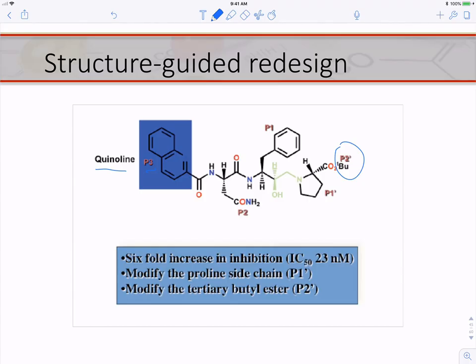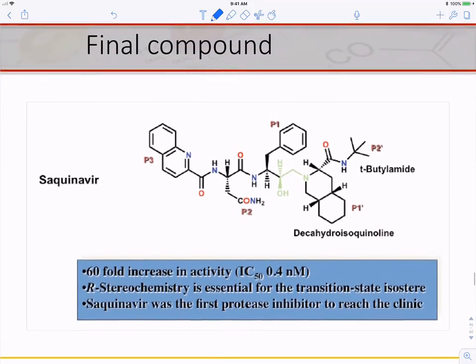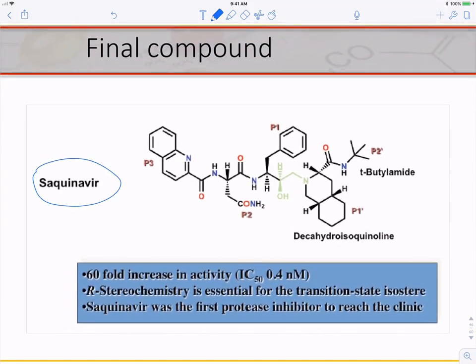And the next step that was going to be taken was to modify this area here. So we are continuing to increase the inhibition constant. And the idea was basically to look at this whole area, also the proline and the butyl, to see if something else could be done. And that yielded the final compound, saquinavir, where we now have a tert-butylamide, and we also have this decahydroisoquinoline as a side chain instead of the proline. We now have a further increase in activity with an IC50, which is sub-nanomolar, so really good.